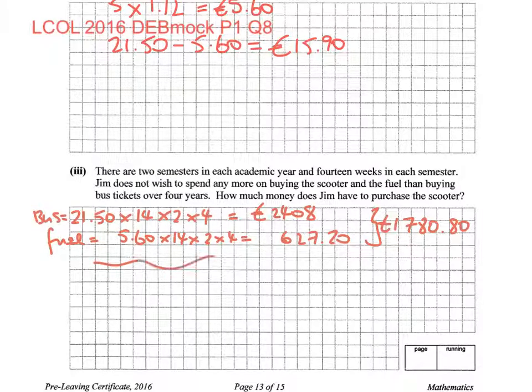The other way, considering the framework they've given you, you're looking at a saving between the bus and the fuel costs of the scooter of €15.90. So if we imagine those savings we made each week, each semester, each year, those savings amount also to €1,780.80. So it's 2 different ways of getting the same answer.